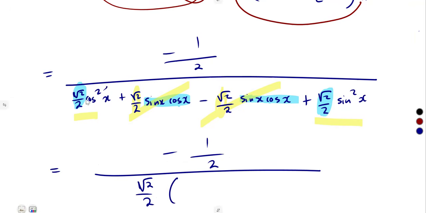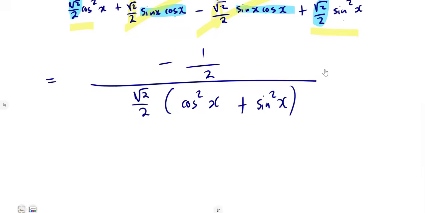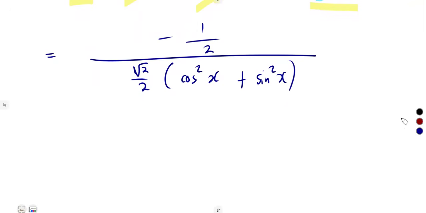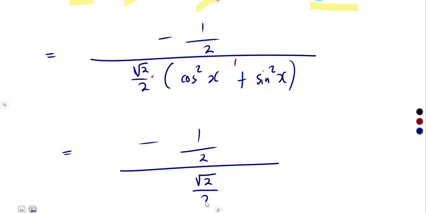You remain with what? If we factor it out from cos squared, it's going to be cos squared of x. What are we going to remain with here? Plus sine squared of x. Remember your Pythagorean identity. Cos squared plus sine squared gives us a 1. So multiply it to this. It is going to be minus 1 over 2 over what? The square root of 2 over 2.